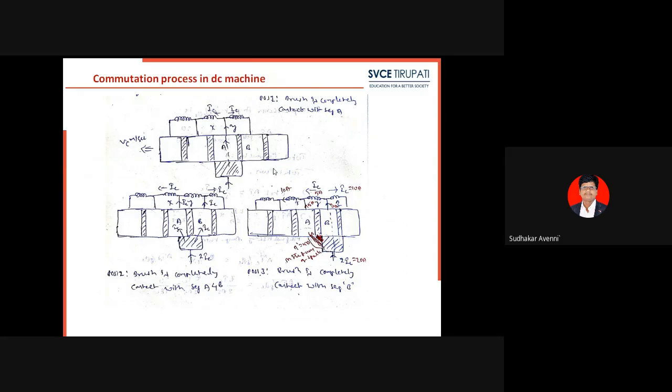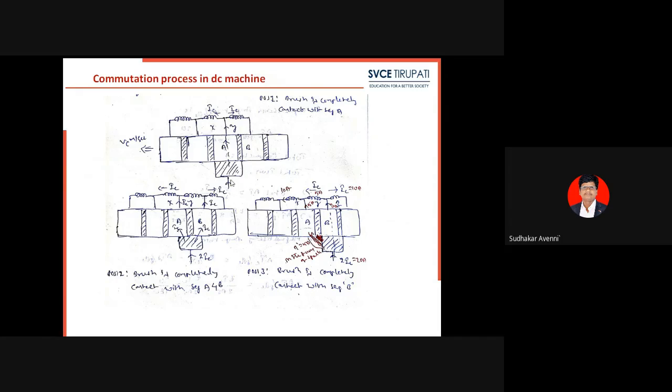So these are the armature coils, this is a brush, this is a commutator segment. When current is taken from the armature winding and given to the armature winding, there will be a commutation process. It is the process of reversal of current in the armature coil through the commutator segments and brushes.